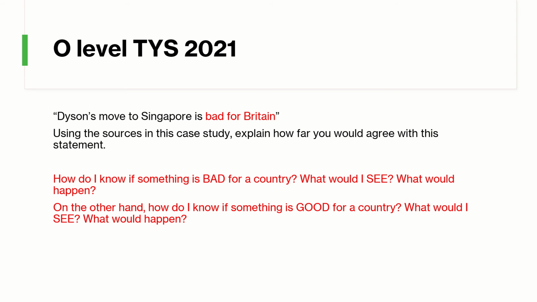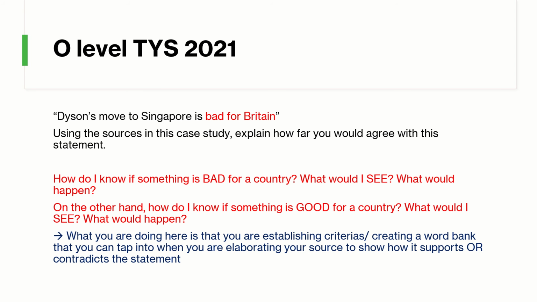On the other hand, if the move to Singapore is not bad for Britain, it means it's good for the country. How do I know if something is good? What would I specifically see? What would happen exactly? So what you're doing here is establishing criteria or creating a word bank that you can tap into when you're elaborating your source to show how it supports or contradicts a statement.